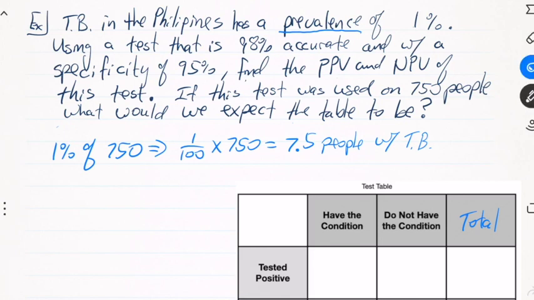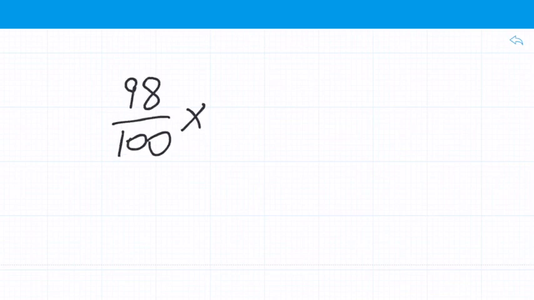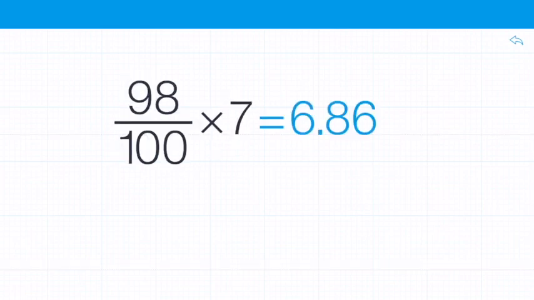All right, so now it's up to the sensitivity, which is how accurate the test is. So 98% of the ones that have the condition of 7 is going to be the true positives. So this is true positives. So I have to take 98% of 7. So let's see here. 98% of 7. And remember, we're going to round down, so this is going to be 6.